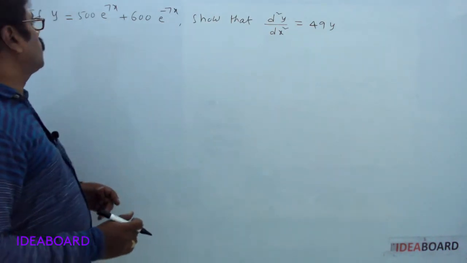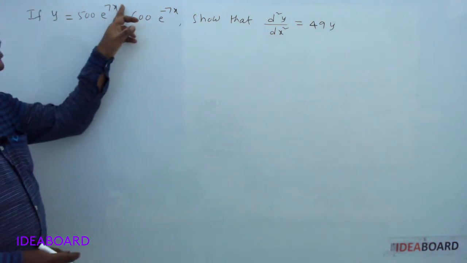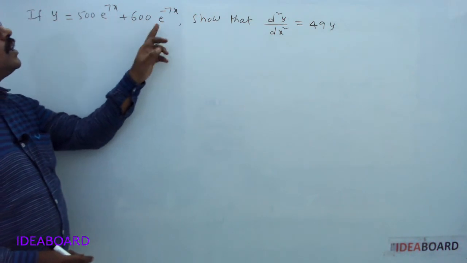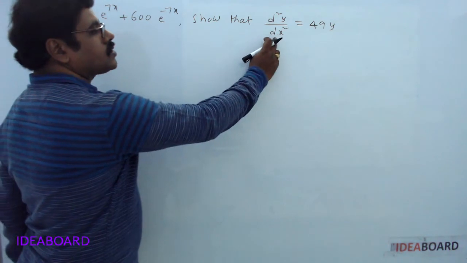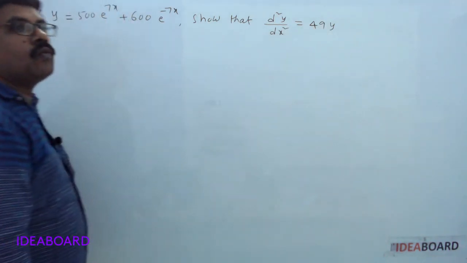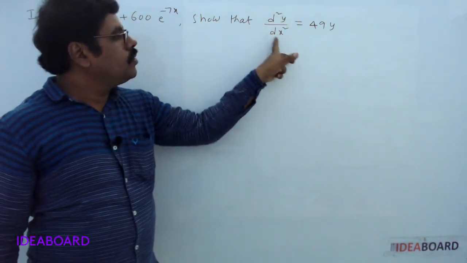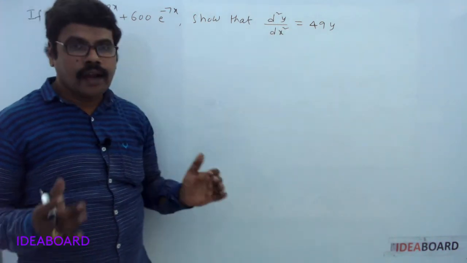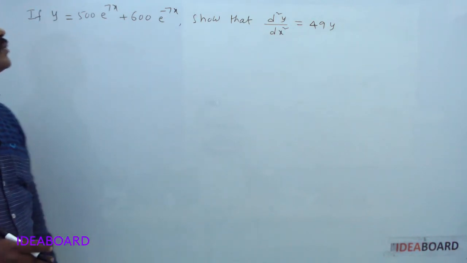Now come to the next problem. If y equals 500 e^(7x) plus 600 e^(−7x), show that d²y/dx² equals 49y. Again, in the required equation, there is a term d²y/dx² involved. It means we are differentiating the function y with respect to x two times.